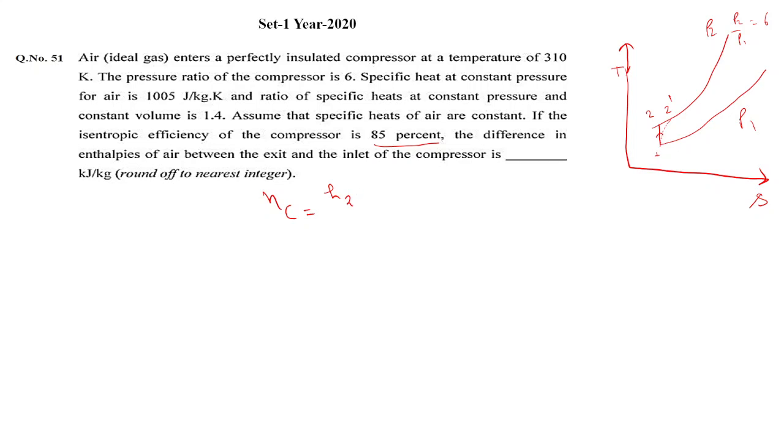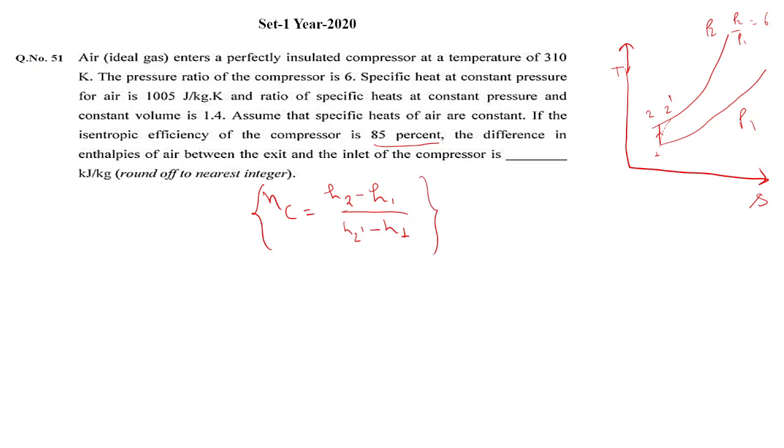W isentropic by W actual, meaning H2 minus H1 by the result we will get. Is it so? Same, because you have to keep in mind, you simply have to make it less than 1.